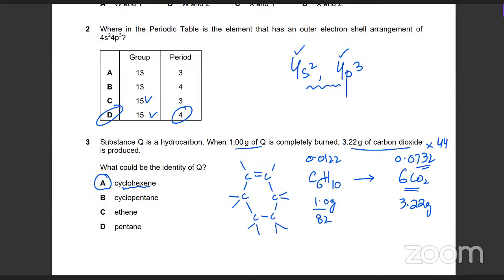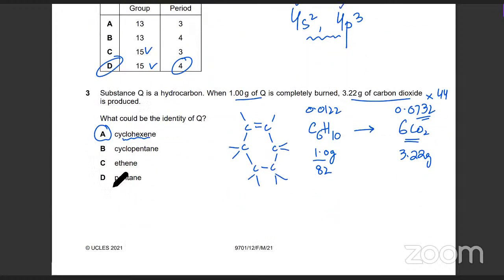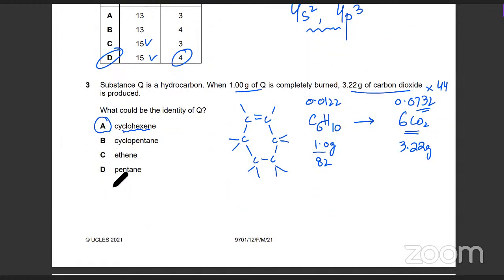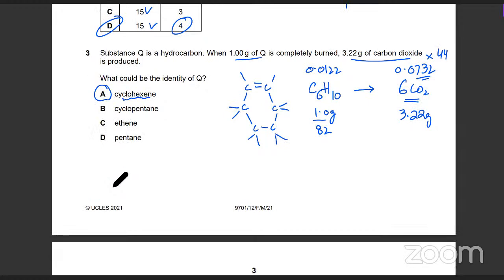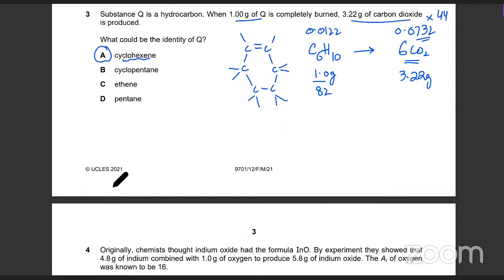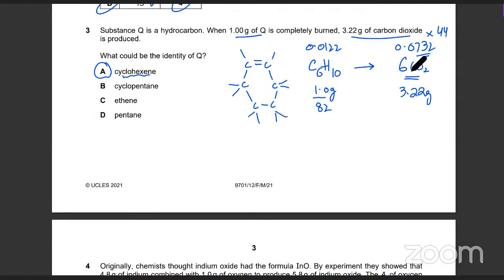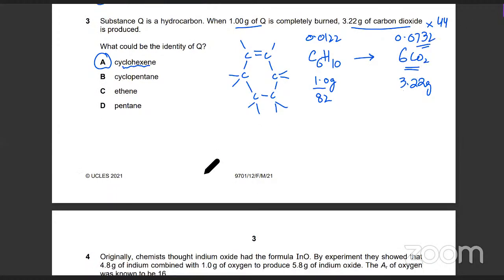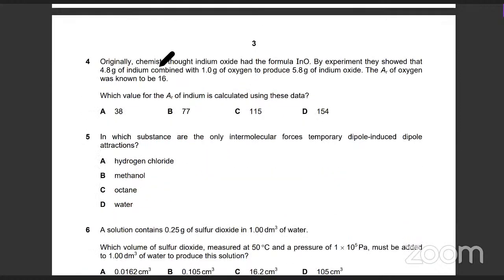So substance Q is a hydrocarbon, and this information exactly matches substance A. Is that clear? Yes, sir. बाकियों के लिए match नहीं करेगी. Pentane, it will be 5 carbon dioxide. So the moles will come out to be different and the mass will come out to be different as well. Anyways, there's another question on moles.